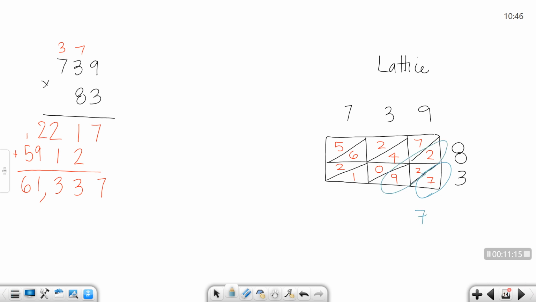Okay, 9 plus 4 would be 13. Carry the 1. 1 plus 4 is 5. 5 plus 7 is 12. 12 plus 1 is 13. Carry the 1. 2 plus 6 is 8. 8 plus 2 is 10. 10 plus 1 is 11. Carry the 1. And 5 plus 1 is my last one. It's 6. So I get 61,337. And that's how you do lattice multiplication.